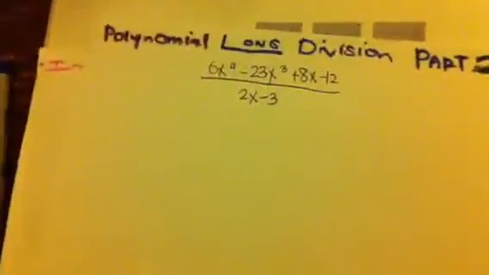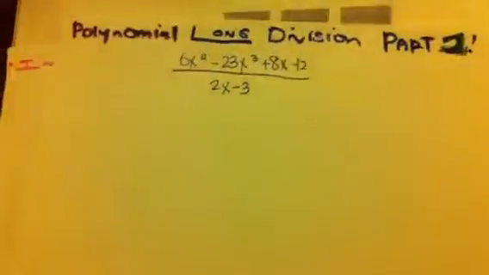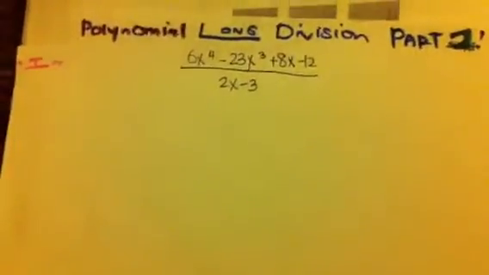Students, we're going to do polynomial long division now. Let's go ahead and take a look at an example. 6x to the fourth minus 23x to the third plus 8x minus 12 all over 2x minus 3.